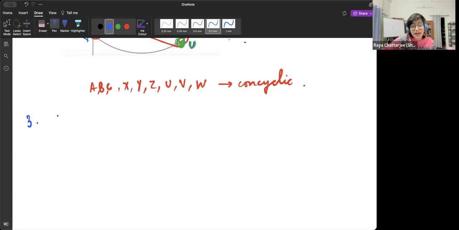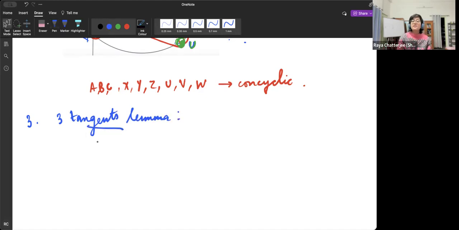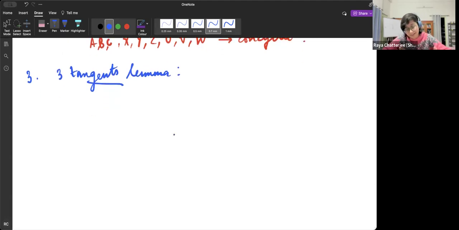So for the third one, we have the three tangents lemma. Let me tell you this: if you have done EGMO, then all these will seem extremely familiar to you, but then please try the buffer problems that I gave at the start.